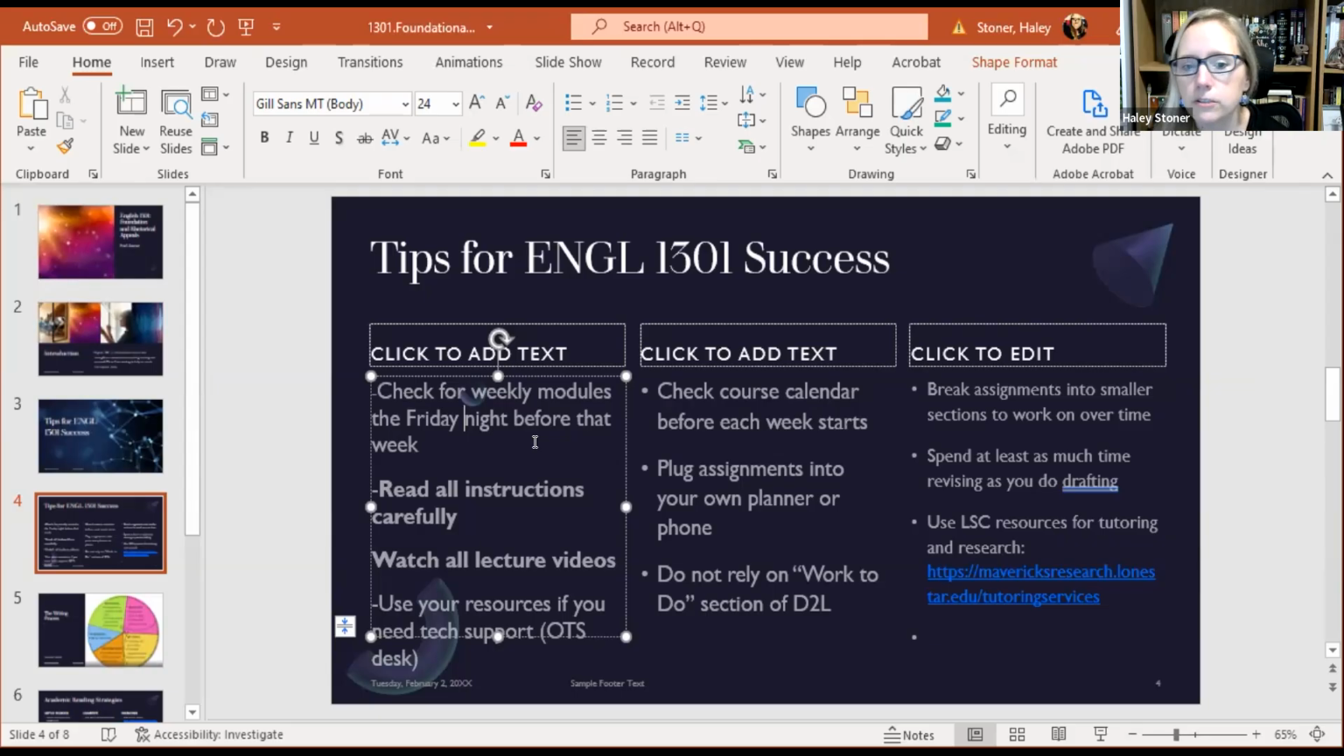And then use your resources if you need tech support. You have access to 24/7 tech support at Lone Star, so make sure that you are using that as a resource if you need it.